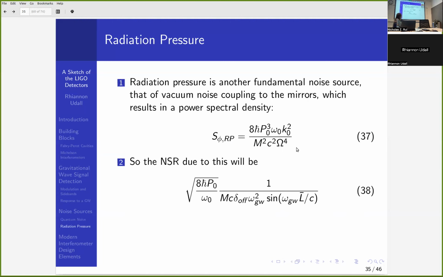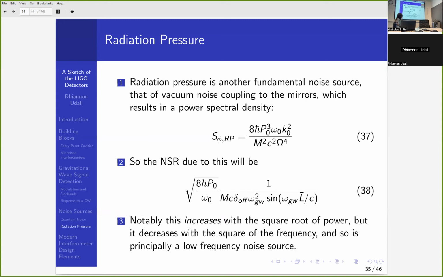You can do this math. I actually did this math myself rather than getting it from the paper, so no promises it's correct. You get something like this, and the important bits are that it goes as the root power, so it increases when you increase the power, and it also has this 1 over omega squared. So it's low frequency noise, but as we increase the power to combat shot noise, we're making radiation pressure noise worse. This is kind of a big trade-off.